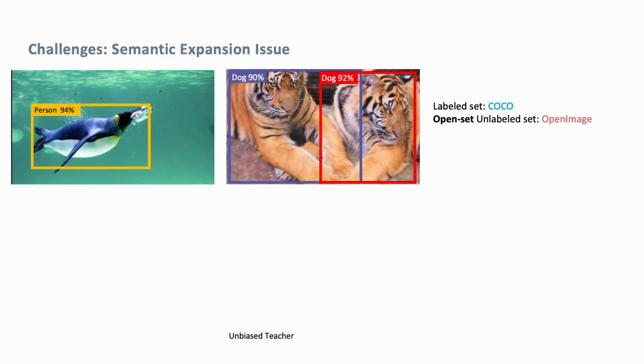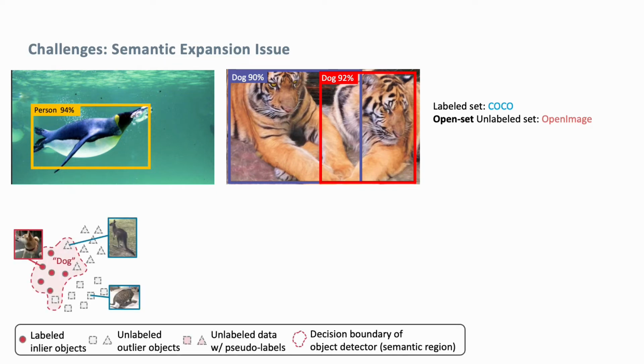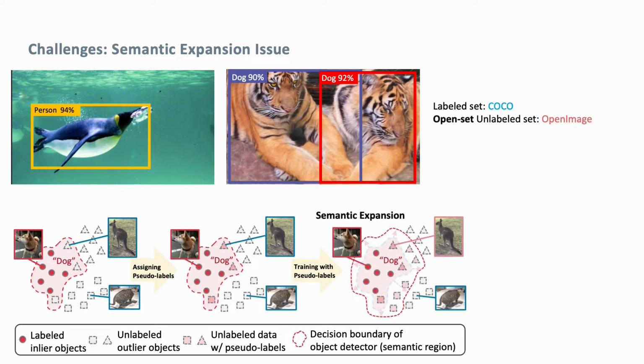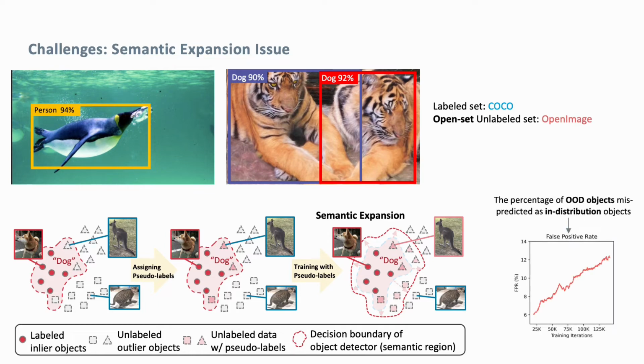To be more specific, when we use an object detector trained on the label set and perform inference on the open set unlabeled data, some OOD objects are mispredicted as in-distribution objects with high confidence. Self-training methods cannot remove these incorrect predictions and use them as pseudo-labels. Adding incorrect pseudo-labels into semi-supervised training increases the false positive rate and makes the semantic expansion issue more severe.